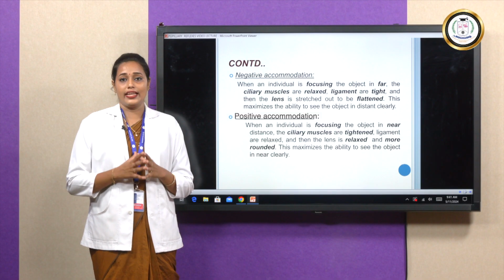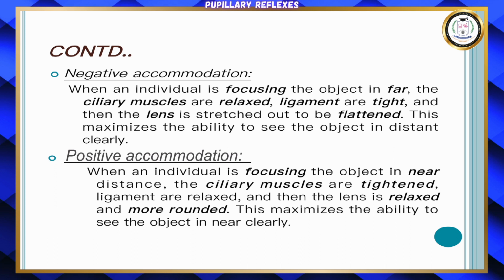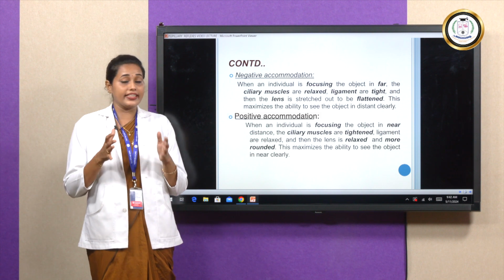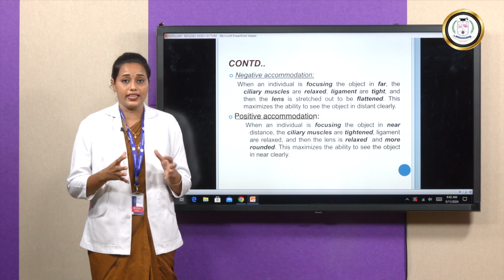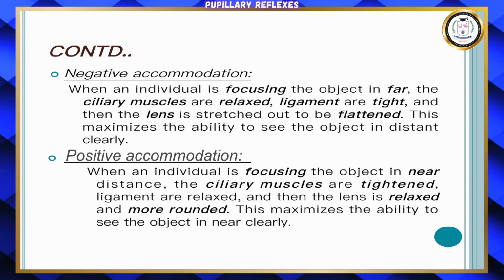Next, let's talk about positive accommodation. When an individual is focusing on an object at a near distance, the ciliary muscles become tightened and the ligaments are relaxed. The lens becomes relaxed and takes a more rounded form. This maximizes the ability of an individual to see the object at a near distance.